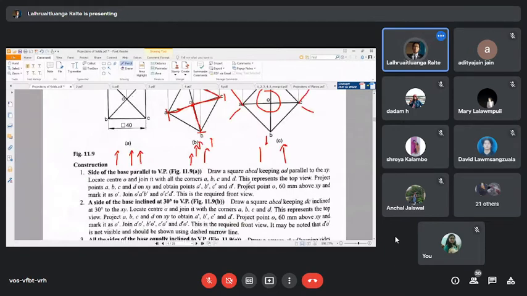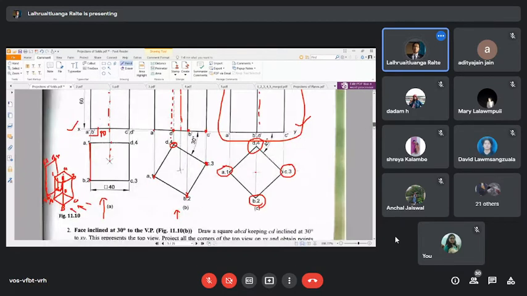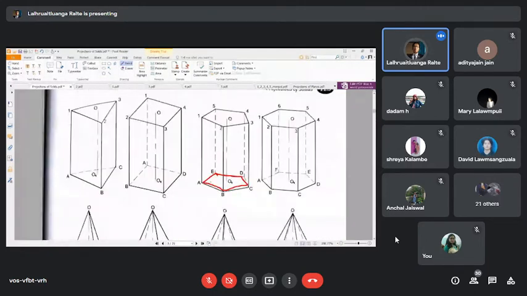our problem here is that the rectangular face is parallel to and 15 mm above the HP. So now in this particular illustration, our prism is standing on the HP, right? One of the bases is on the HP. Now consider this in a sleeping position, something like that, sleeping position of a pentagonal prism, and the base is now no longer resting on the HP, right?